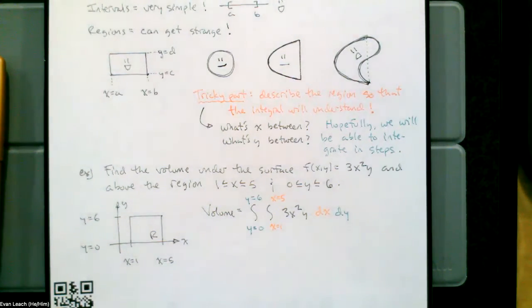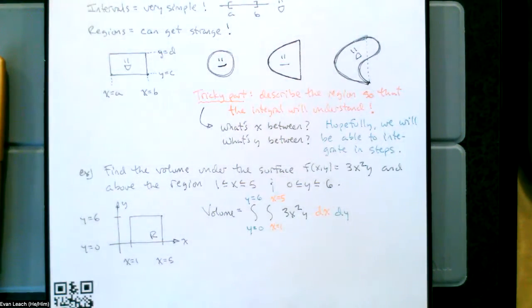This is an integral that we can calculate in steps. That first step is going to be the dx integral, and then the second step is going to be the dy integral. So we're going to refer to this as an iterated integral.